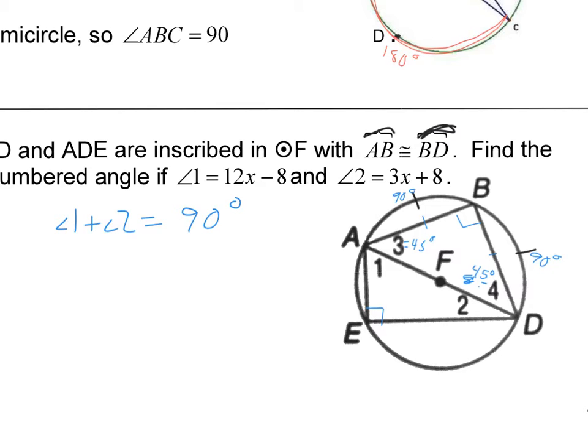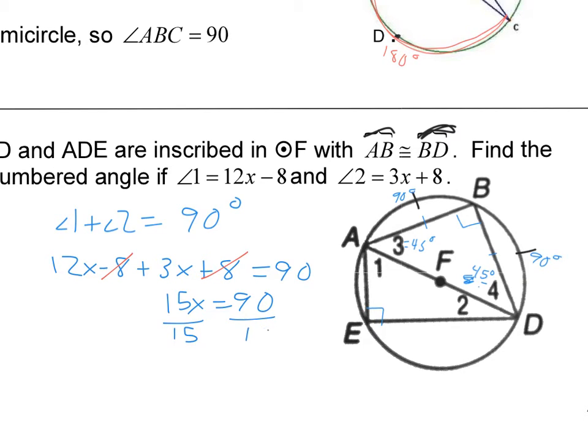So angle 1 is 12x minus 8. Angle 2 is 3x plus 8. If this equals 90, we could just solve for x and then plug it back in and find the angle. Well, negative 8 and positive 8 cancel each other out. And 12x plus 3x, that's 15x. So 15x equals 90. Divide both sides by 15. And I believe that's 6. So we get x equals 6.